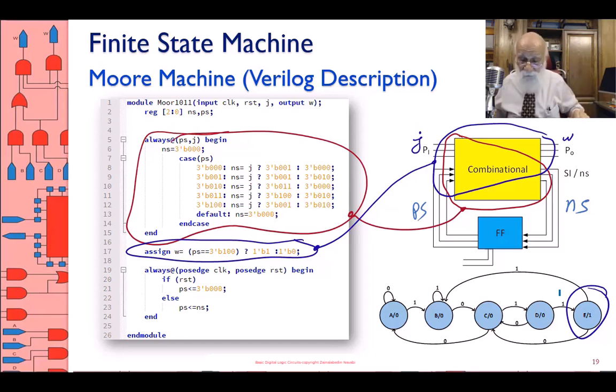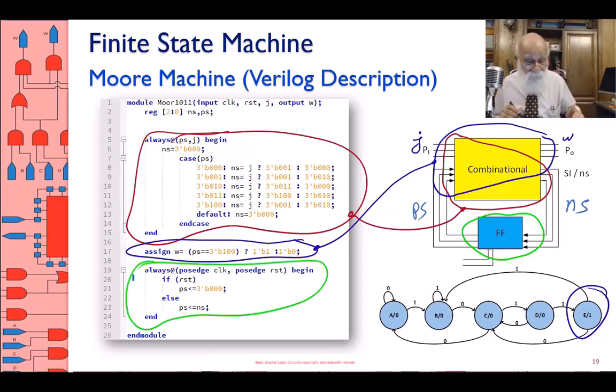Finally, I have this. What does it do? Simple. The next state clocks into the present state. Except that I have an asynchronous reset, and therefore this is how I describe it. On the positive edge of the clock, and when reset is 1, flow begins. If reset is 1, put zeros into the present state, otherwise put next state into the present state. And that corresponds to this exactly.